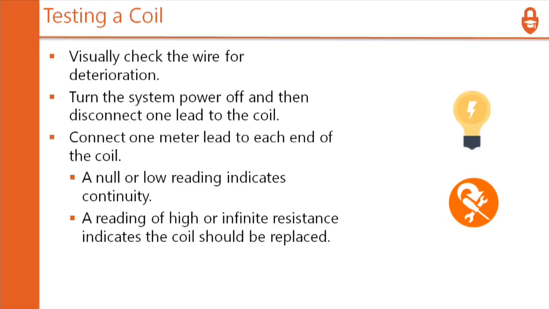So connect one meter lead to each end of the coil. A null or low reading indicates continuity. So that means good flow of electricity through the coil. A reading of high or infinite resistance indicates the coil should be replaced because it's broken somewhere on the inside.